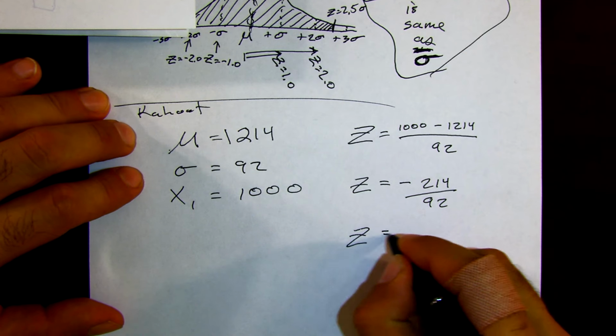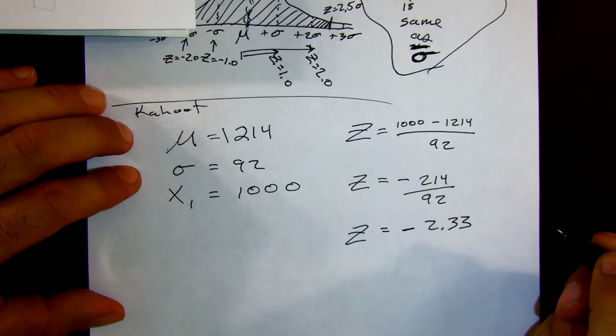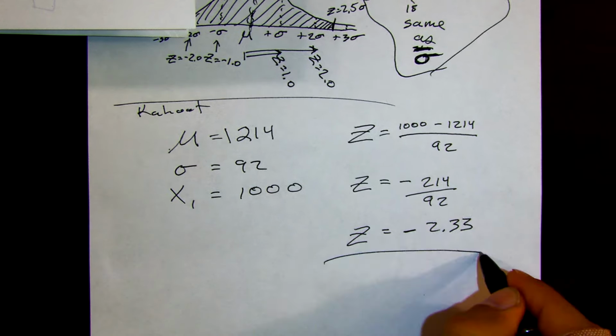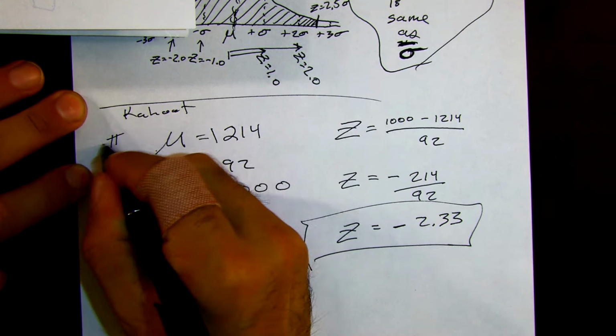Z is equal to negative 2.33. Yeah, that's right. It was just a matter for this of pulling out the information that we needed. Okay, let me see what problem this was so I can just list it. It's number 9. This is number 9 in the Kahoot.